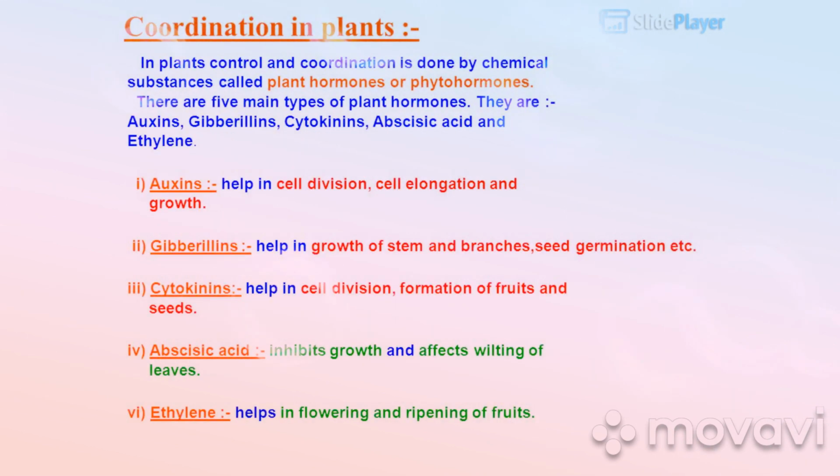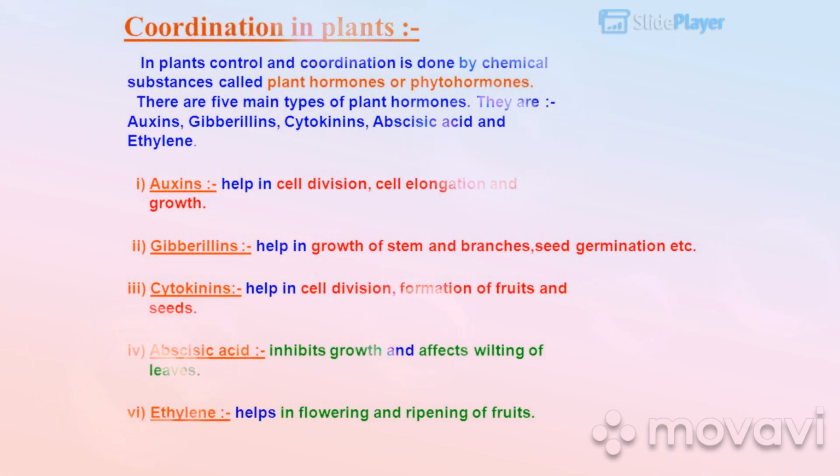Coordination in plants. In plants, control and coordination is done by chemical substances called plant hormones or phytohormones. There are 5 main types of plant hormones. They are auxins, gibberellins, cytokinins, abscisic acid and ethylene. 1. Auxins help in cell division, cell elongation and growth. 2. Gibberellins help in growth of stem and branches, seed germination etc.